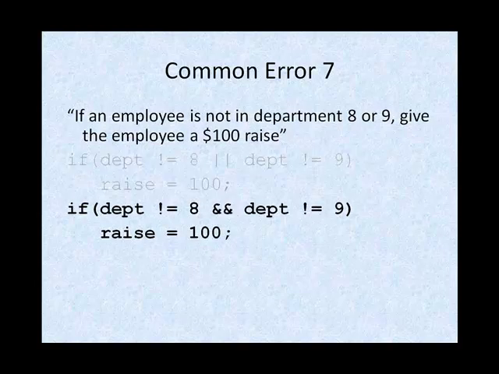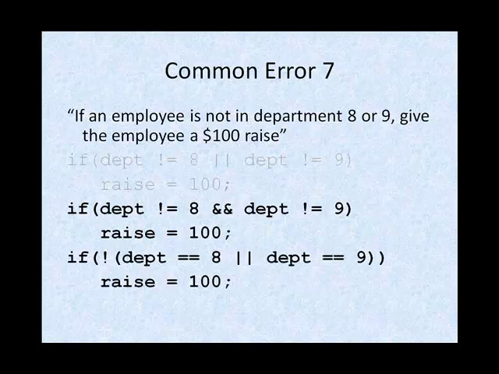What you meant to write was, if department not equal 8 and department not equal 9, give a raise. Or, if you like, you can say department equal 8 or department equal 9 and precede it with the not sign. So it says, if not department 8 or 9, give a raise. Either one of these will work.